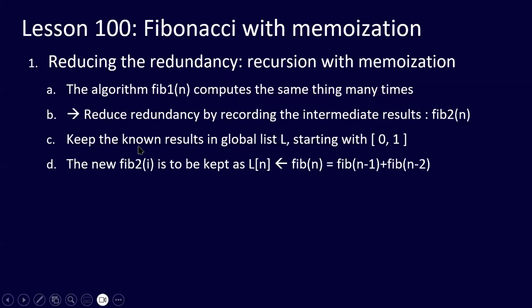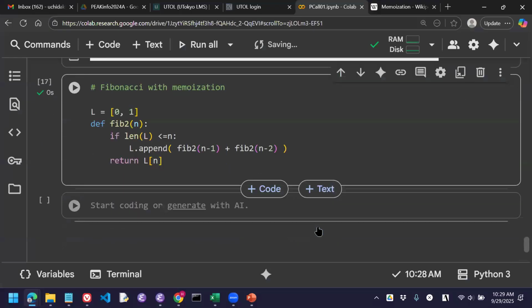Keep the known results in global list L starting with 0, 1. The new fib2 is to be kept as L sub n, where it is computed just using the same formula. But only when it is new, it's computed. Okay, let's run and compare the results.